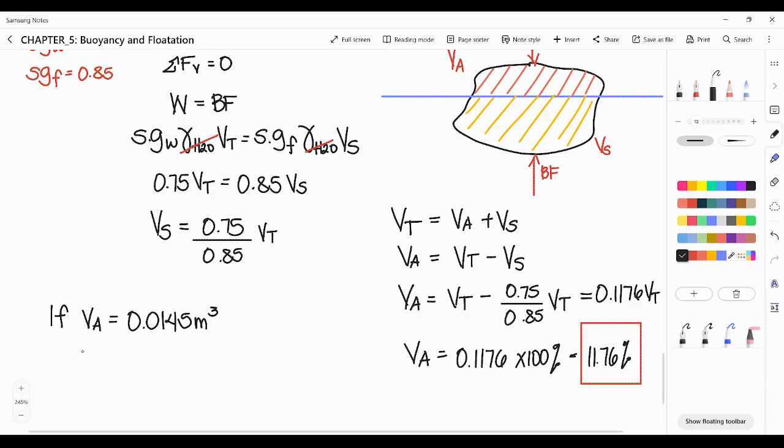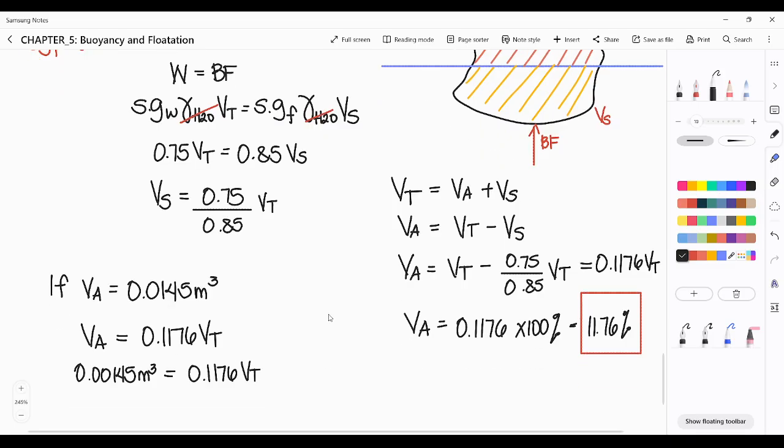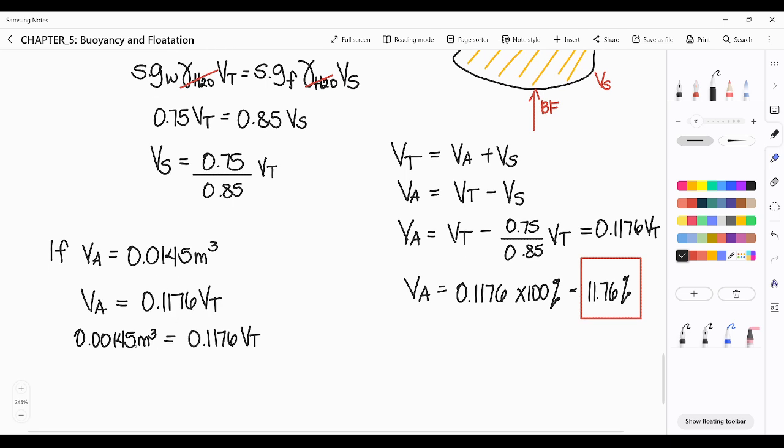From here, since VA is equal to 0.1176 VT, may value tayo ng VA which is 0.0145 cubic meters. Copy lang natin yan, times VT. Makukuha natin from here yung total volume kasi may given na VA. So, divide mo lang ng 0.1176.